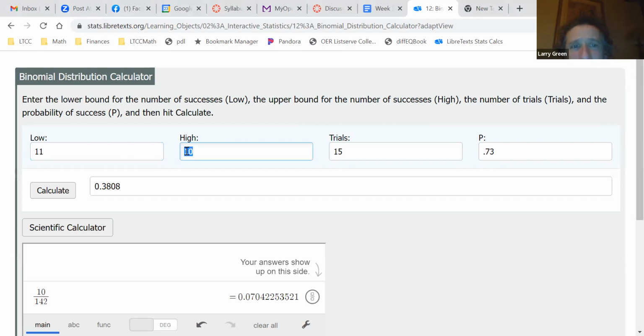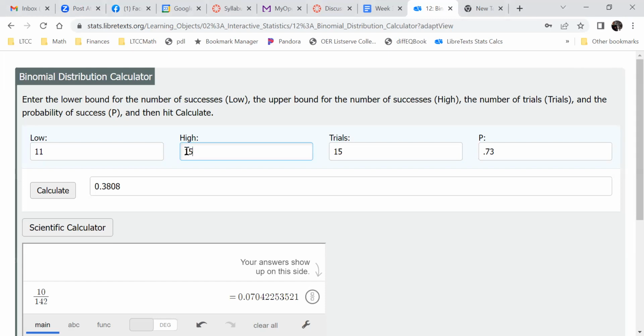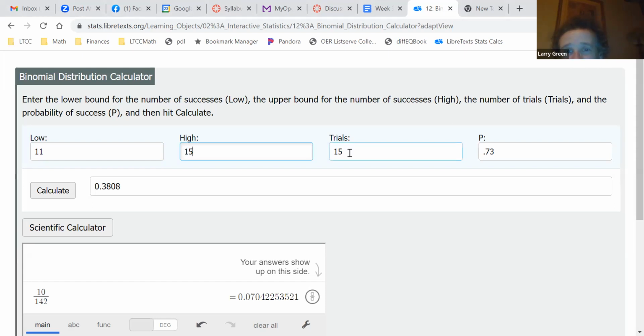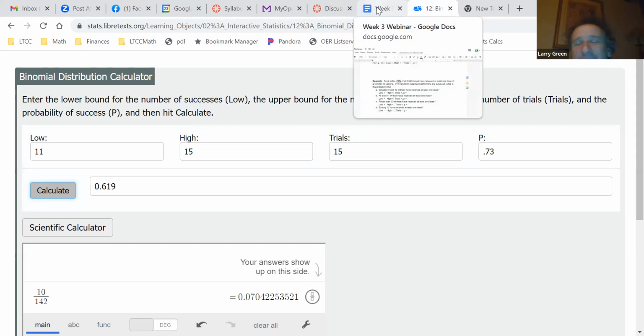What's the biggest number that's at least 11? You're surveying 15 people. Not supposed to be that hard. 15. Can't have more than 15 if you ask 15 people. There's still 15 trials and P is still 0.73. And you get about a 62% chance. Any questions on that example? Okay, so one of the hard parts is interpreting words like at least. Make sure you understand that.